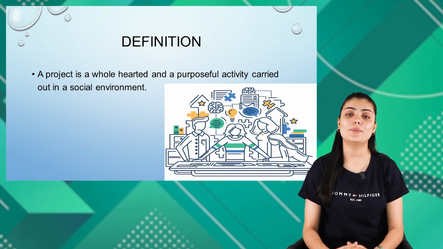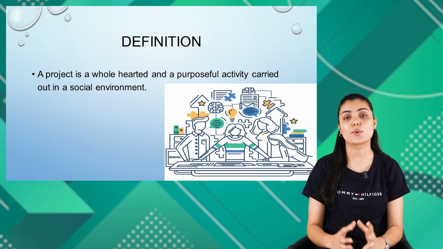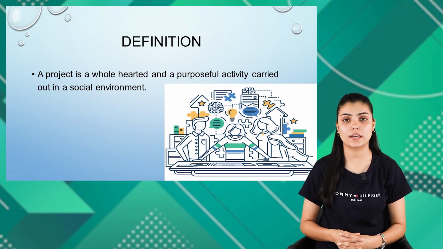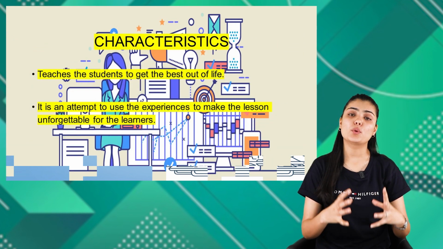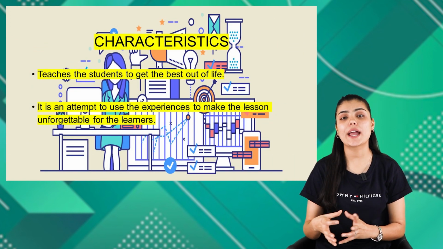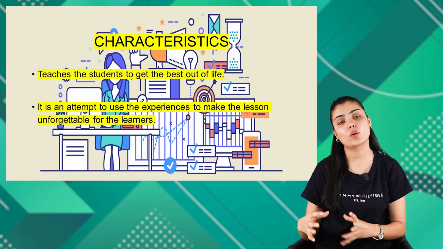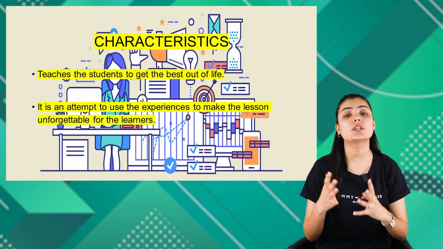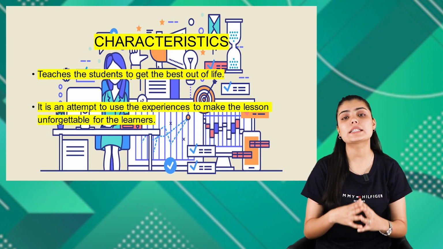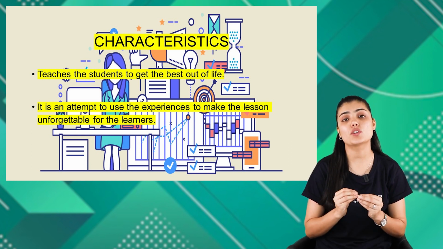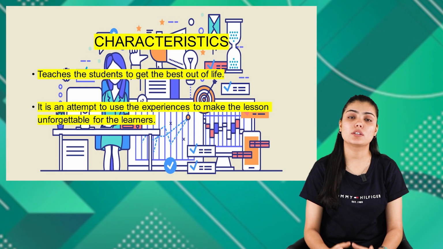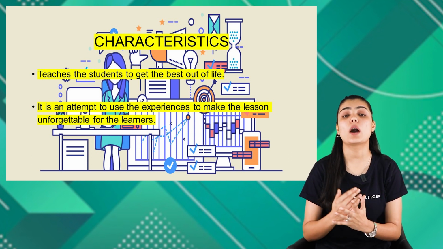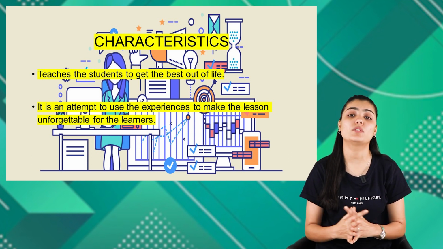Let us now see what the characteristics of a project method or a project are. So the first one is that the project method teaches the child, the student, or we can also call them the learner, right? So the project method teaches the student or learner to get the best out of life. A project is a way of teaching the students to get the best out of their life. It is a means of teaching them.